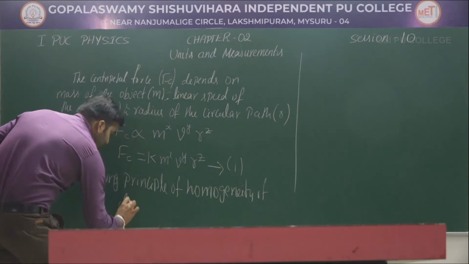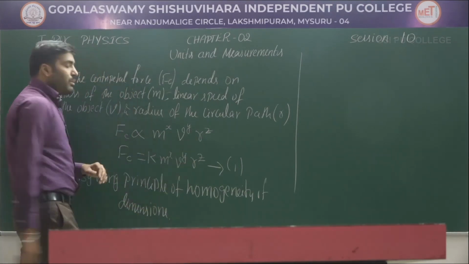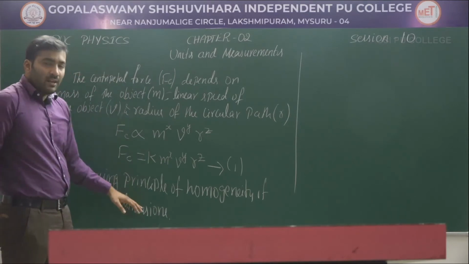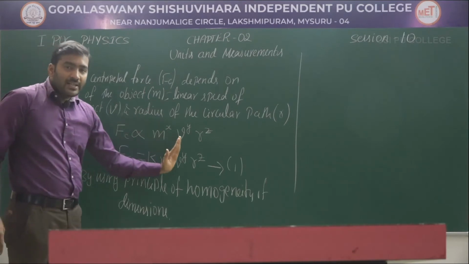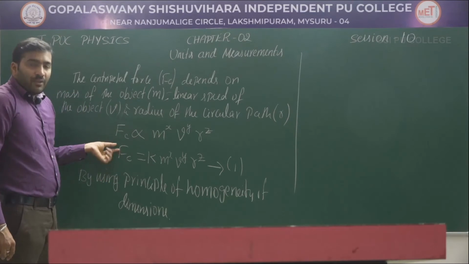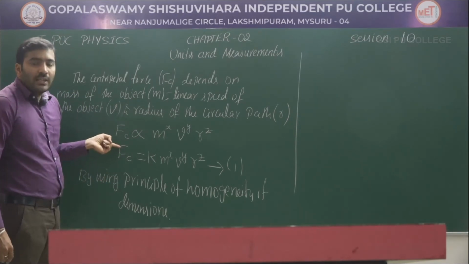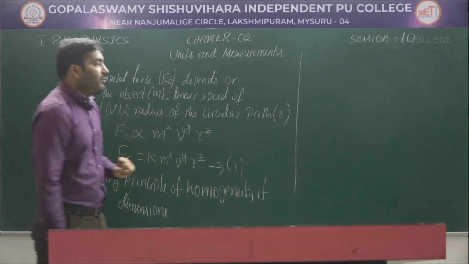Homogeneity of dimensions. So what does it say? The principle of homogeneity of dimensions says that in an equation, the left hand side and the right hand side should have the same dimensions. Fc is nothing but a force, the centripetal force. First let us write the dimensions of force in the left hand side.